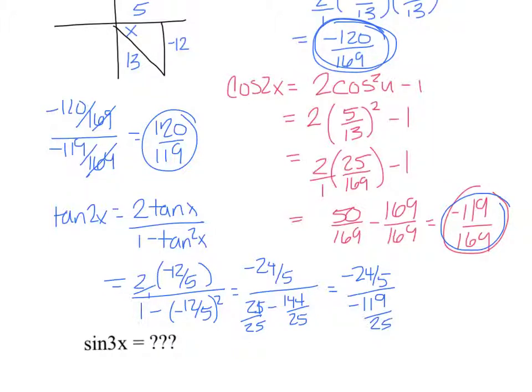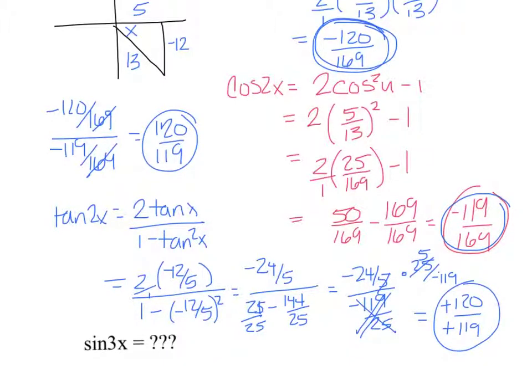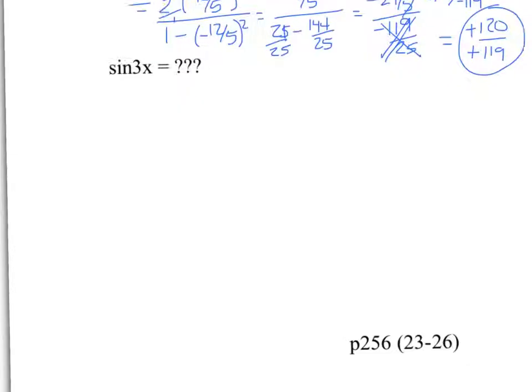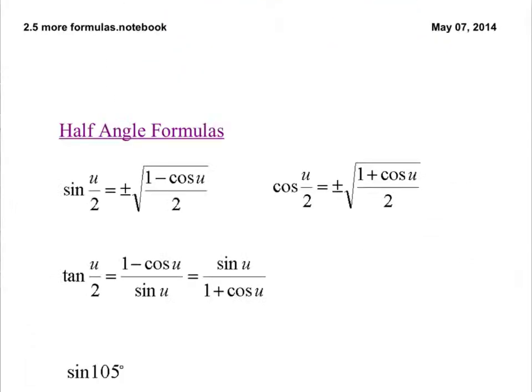Over 25. Multiply by the reciprocal, 25 over negative 119. So it's gone now, it's reciprocal. 5 goes into 25 5 times. 5 times negative 24 is negative 120 over negative 119. Negatives cancel, and there's tangent of 2x, which we already got, but that's a long way. Okay. Oh, we're not going to do that for today.